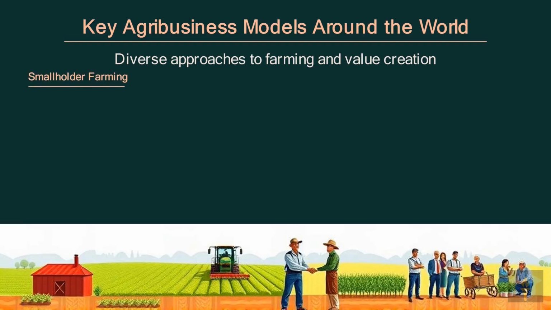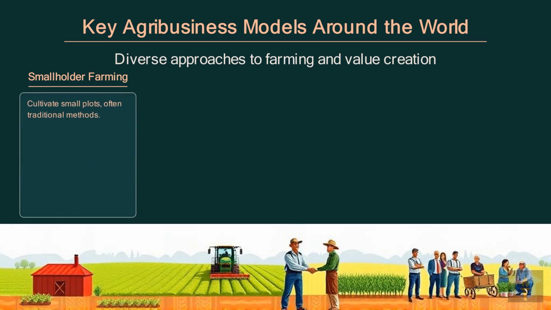First, let's look at smallholder farming, which involves farmers cultivating relatively small plots of land. These farmers typically use traditional methods and techniques that have been passed down through generations. They primarily produce crops for local consumption, though they may have some surplus to sell in nearby markets. Smallholder farmers often face significant challenges, including limited financing options and restricted market access.